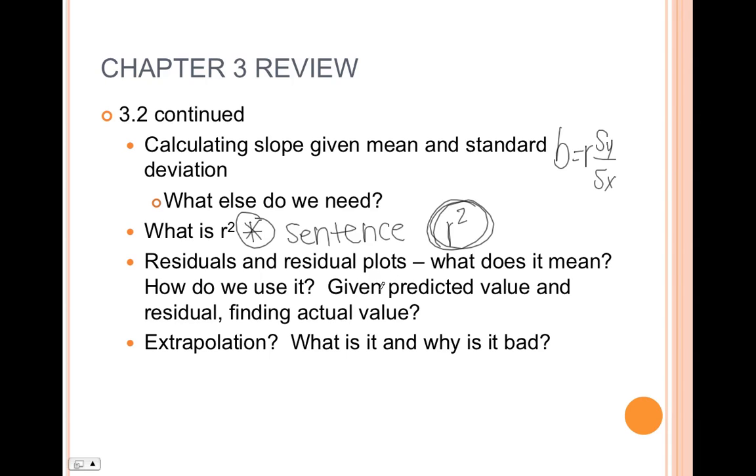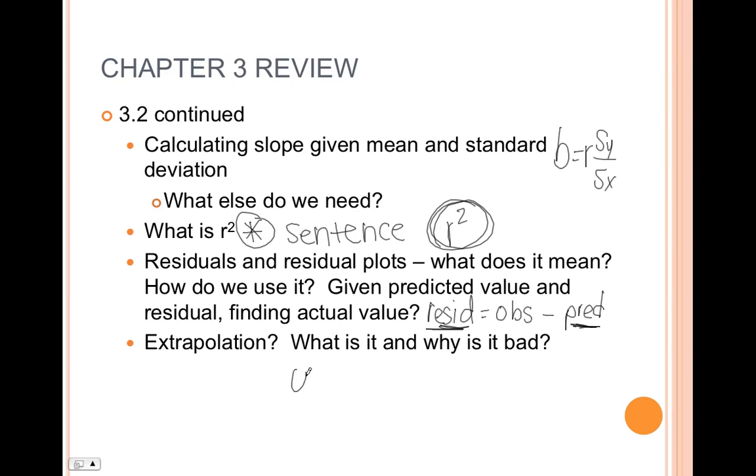I said, given a predicted value and a residual, can you find the actual value? Sure you can. Residual is equal to observed minus predicted, ROMP. So if I give you the prediction and I give you the residual, could you solve for the observed? Absolutely. Okay. You need to know what extrapolation is.